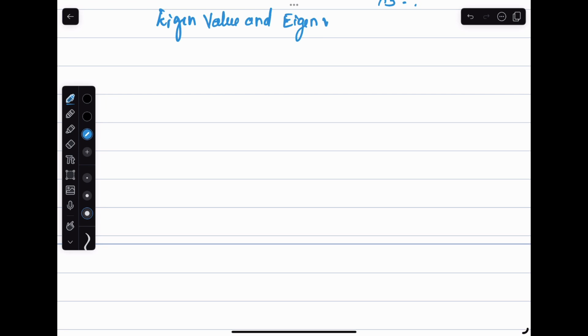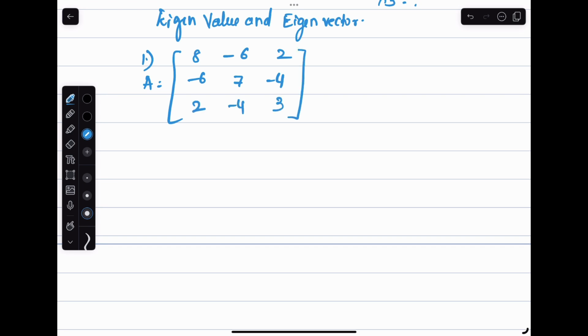So eigenvector. A probable question in the exam: find out the eigenvalue and the eigenvector for the given matrix. Let us take one example of a 3 cross 3 matrix where A is given as 8 minus 6 2, minus 6 7 minus 4, 2 minus 4 and 3.